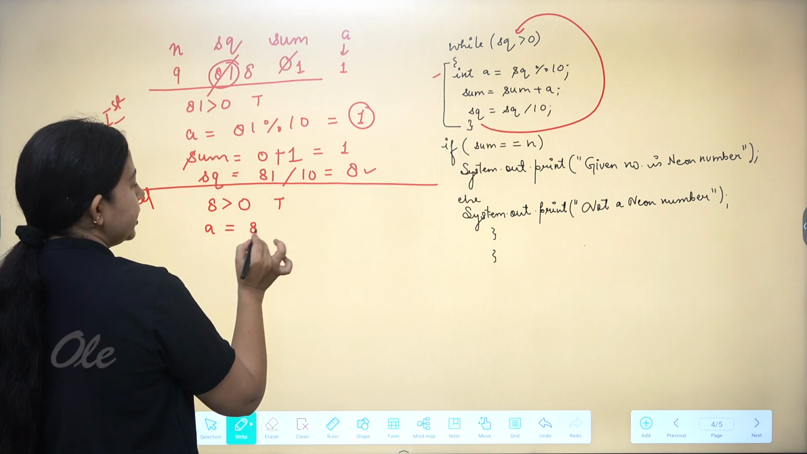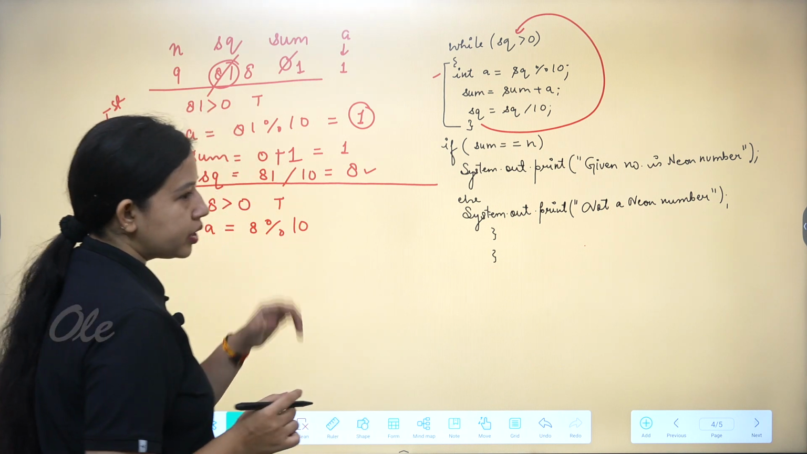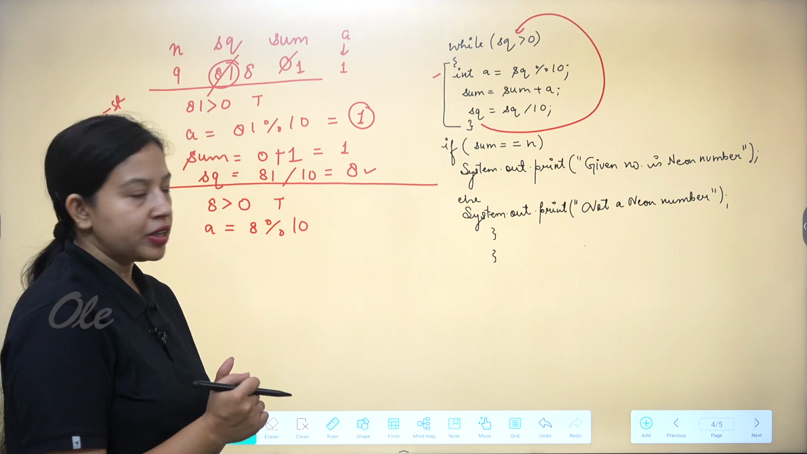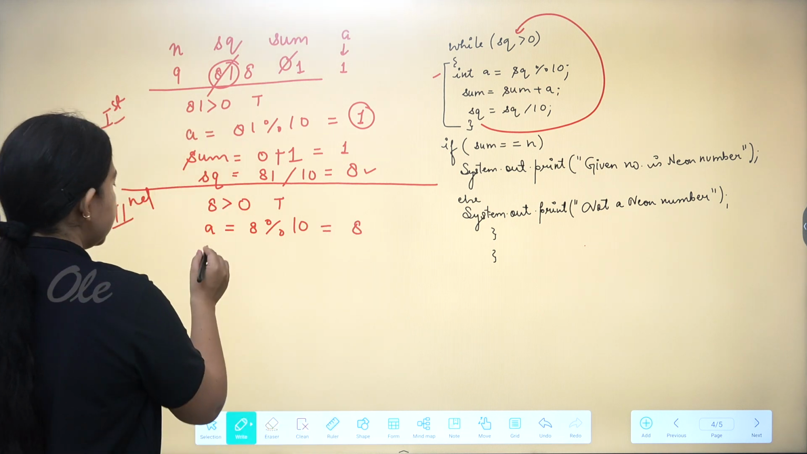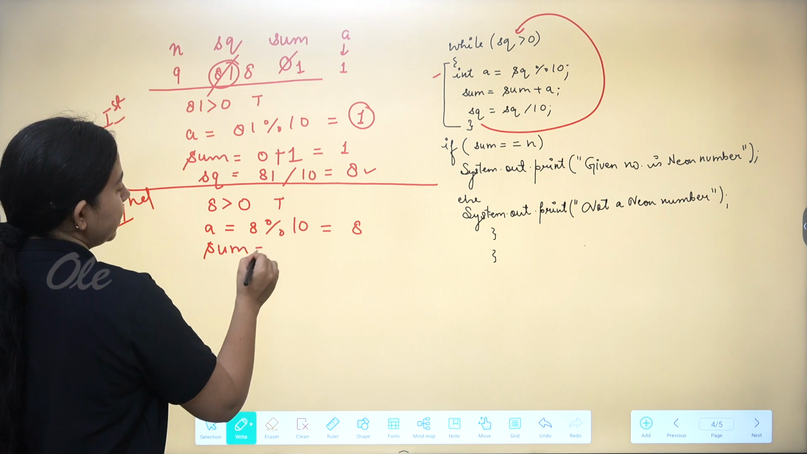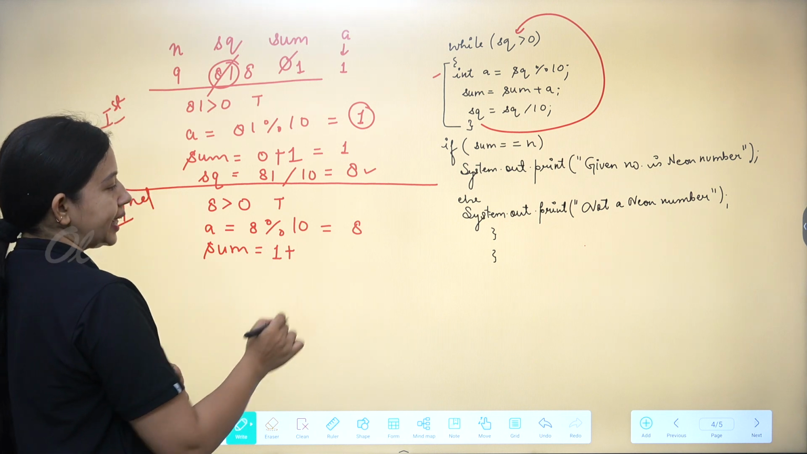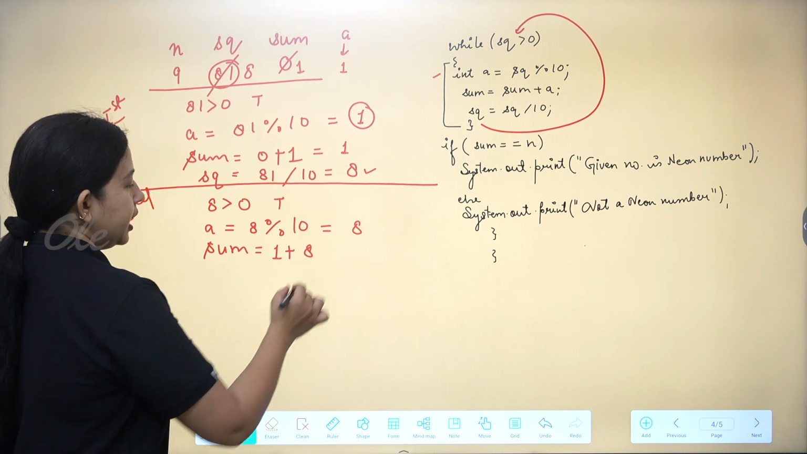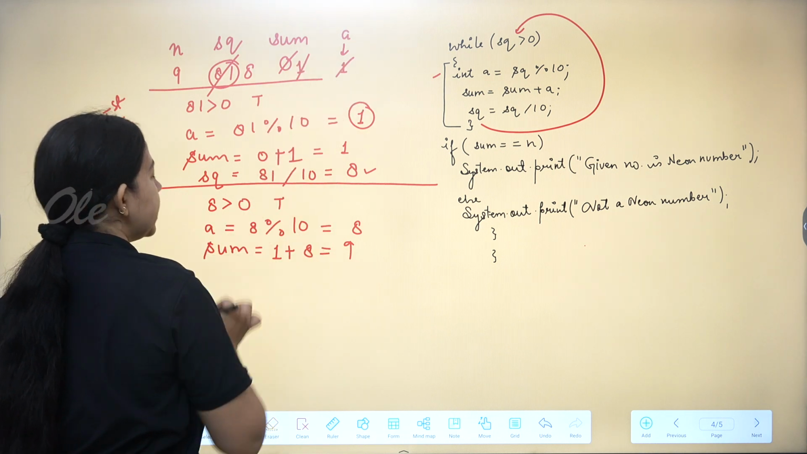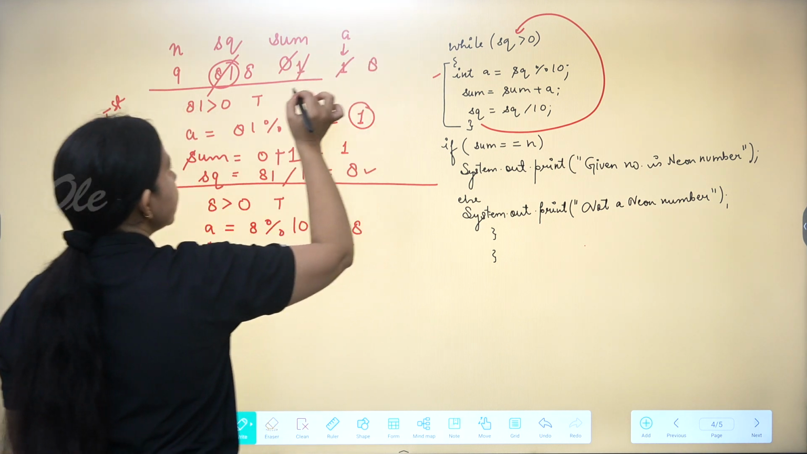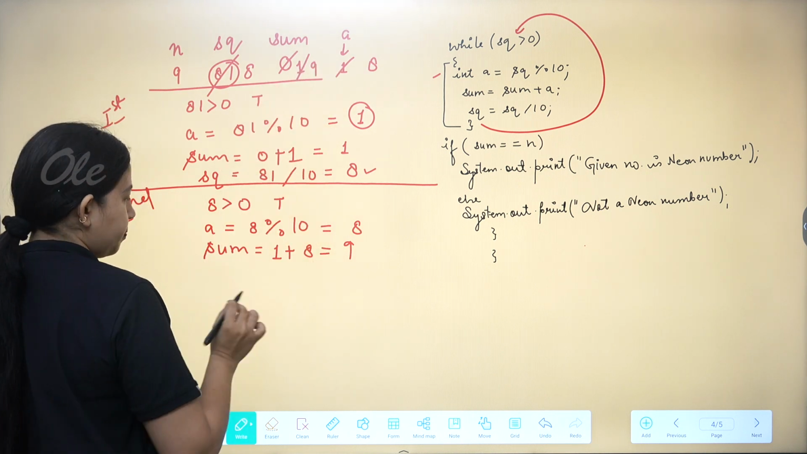What is SQ? 8 modulus 10. As you know, the dividend value is lesser than the divisor value, so we'll simply get 8 as the final result. We get 8 over here, and we need to update the value of sum. What is the current value of sum? That was 1, added with the current value of a, which is 8. So it becomes 9. So the updated value of a is 8, and the updated value of sum is 9.